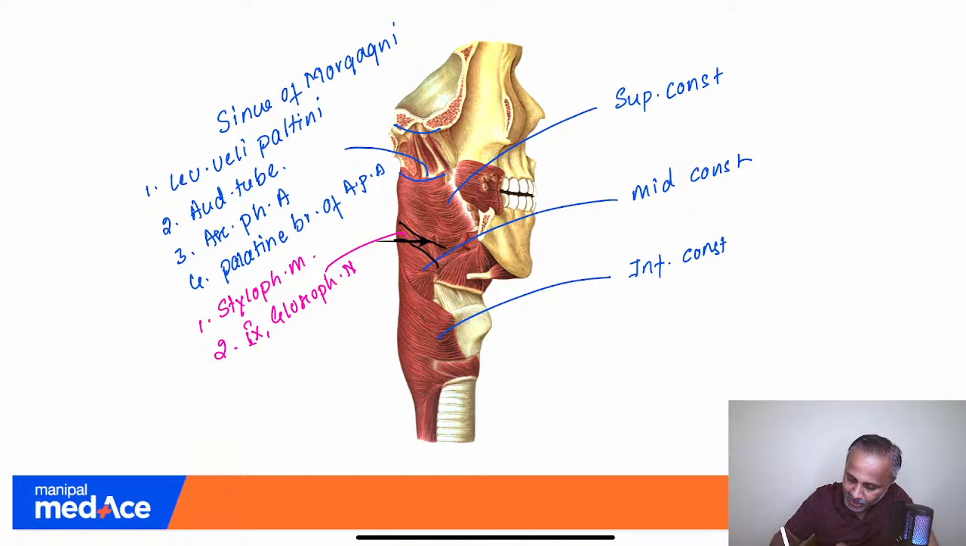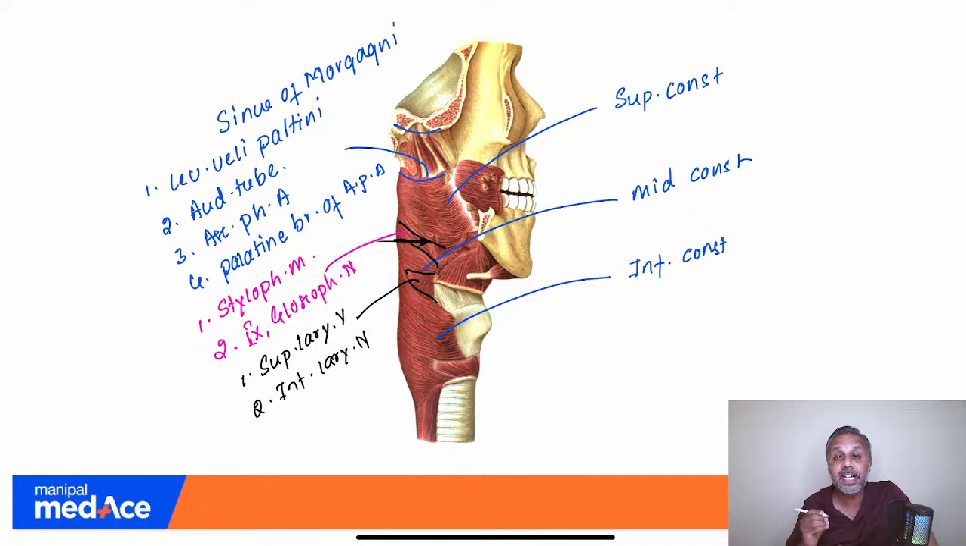Then comes the space between the middle constrictor and the inferior constrictor. What passes through here? Remember, here we have the superior laryngeal vessels and the internal laryngeal nerve. The internal laryngeal nerve is the chief sensory nerve to the larynx above the level of the vocal folds.